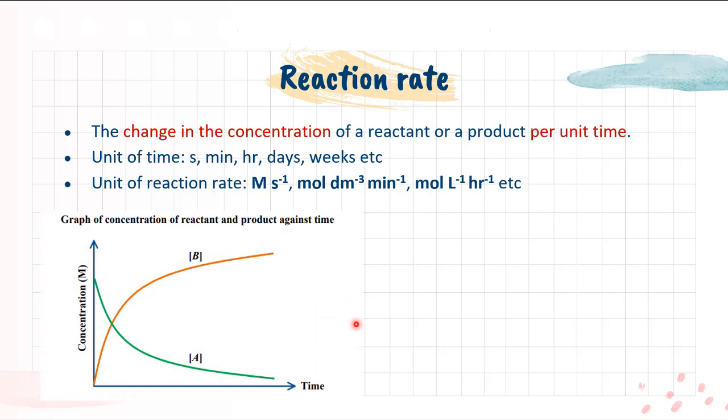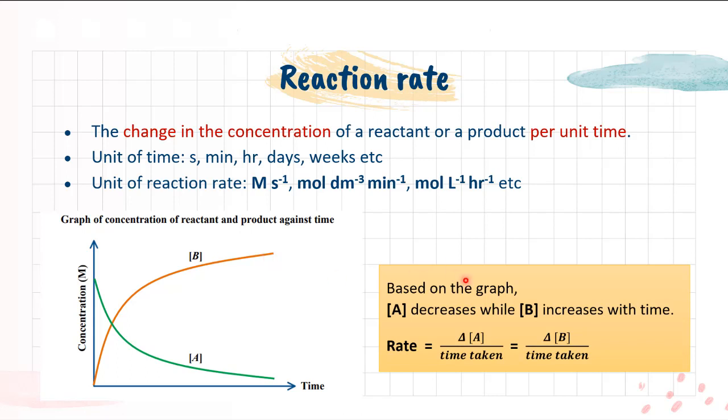So referring to this graph of concentrations of reactants and products, A being the reactant and B being the product. Initially you have the concentrations of reactant, and then it decreases over time. Initially there is no product, but the concentrations of product will increase with time. So based on the graph, concentration A decreases while concentrations B increases with time. So given the formula over here, you have rate equal to the change in concentration A or change in concentrations B over the time taken.